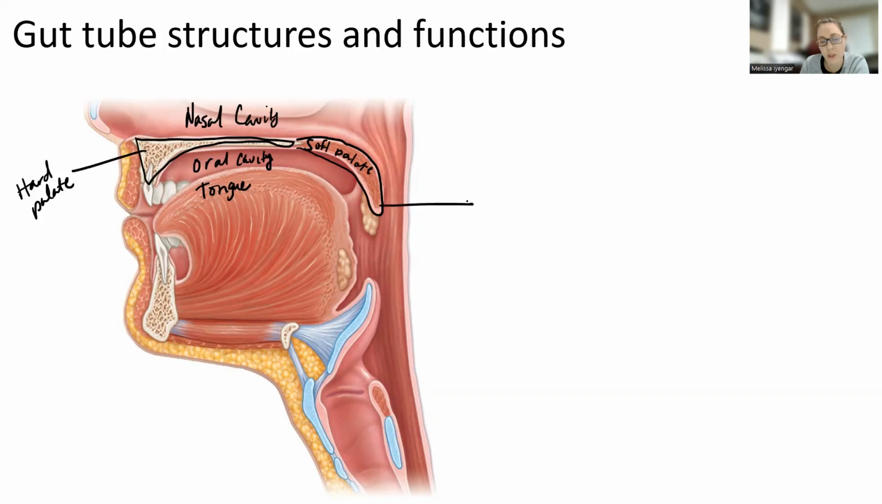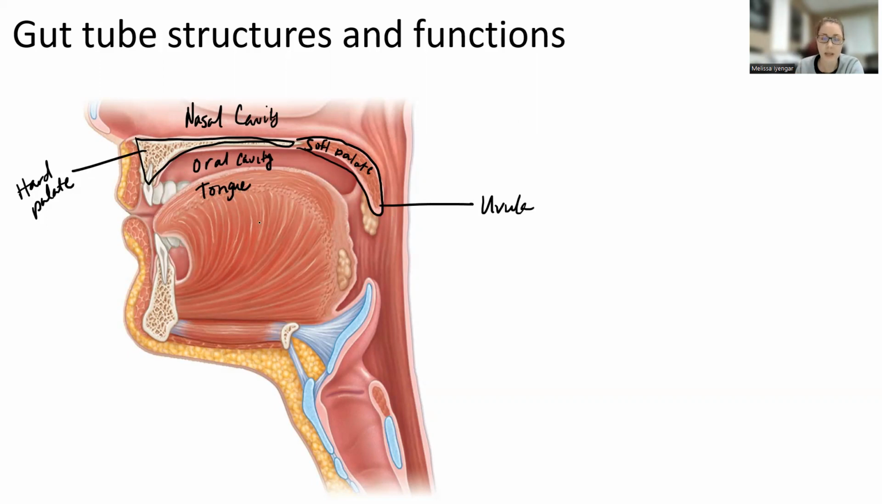And then the end portion of the soft palate, that's actually called the uvula. It's basically that little dangly piece at the back of your throat. So the hard palate and the soft palate close off the nasopharynx, the nasal cavity from the oral cavity, so that during swallowing, food doesn't get pushed out of your nose, basically.